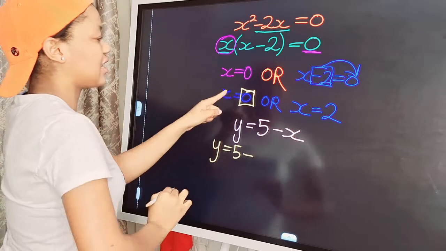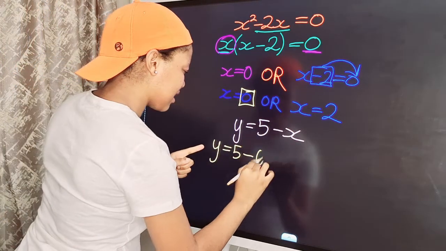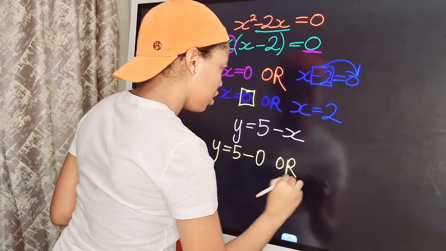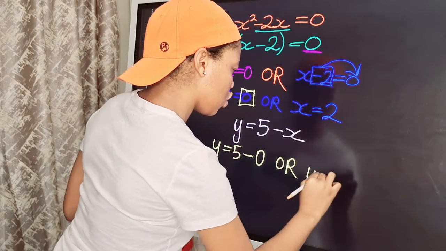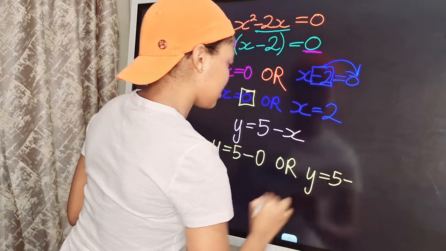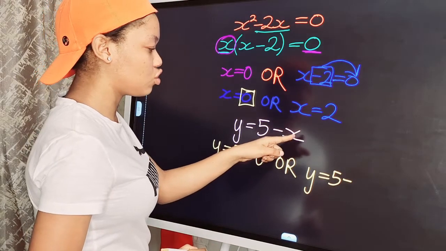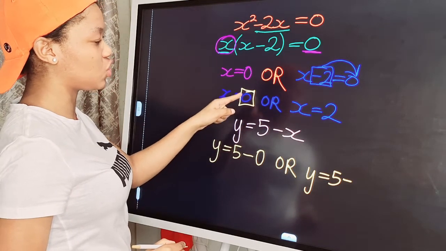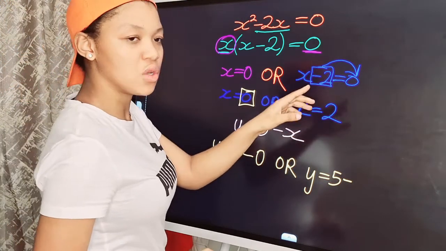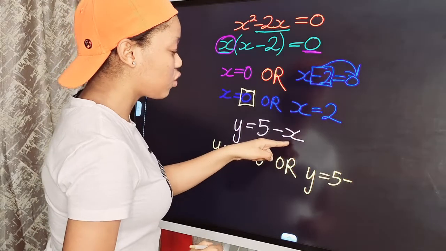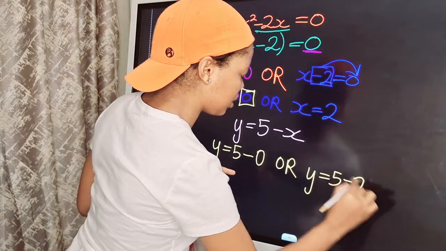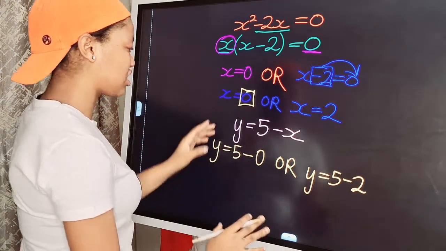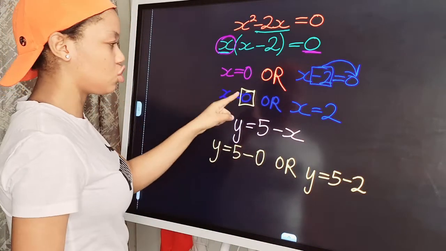And we get our first answer, x equals 0. Then we write another one. We say or y equals 5 minus, in the place of x, the other value that we're going to put in is 2. We have an x which is equal to 0, then we have another x which is equal to 2. That's why I said we must have two answers, so we substitute both of the x's, 0 and 2.